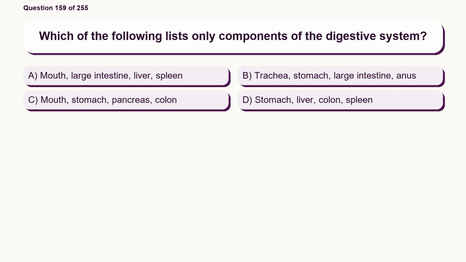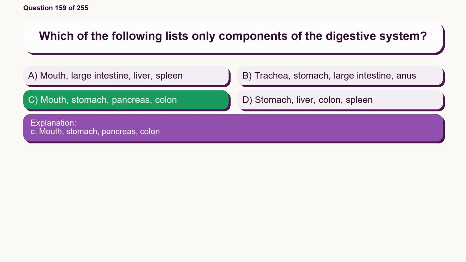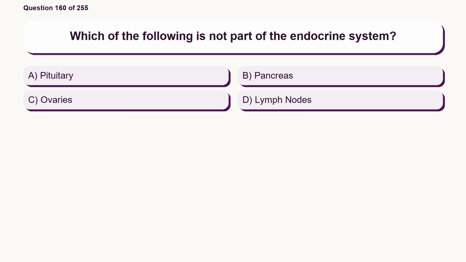Question 159. Which of the following lists only components of the digestive system? Option A. Mouth, large intestine, liver, spleen. Option B. Trachea, stomach, large intestine, anus. Option C. Mouth, stomach, pancreas, colon. Option D. Stomach, liver, colon, spleen. The correct answer is option C. Mouth, stomach, pancreas, colon. C. Mouth, stomach, pancreas, colon.